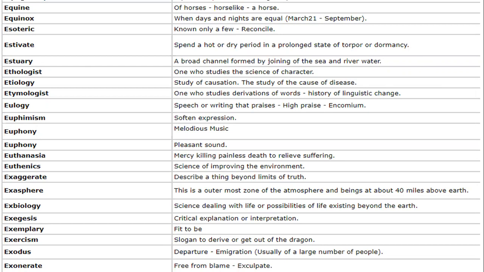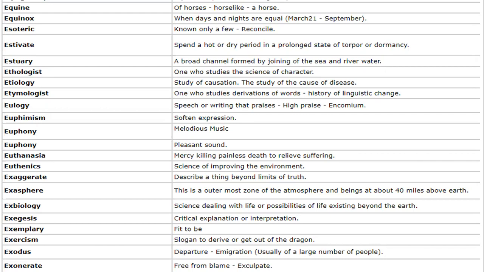Equinox, when days and nights are equal. Esoteric, known only to a few. Estivate, to spend a hot or dry period in a long state of dormancy. Estuary, a broad channel from the joining of the sea and river water. Ecologist, one who studies the science of character. Etiology, study of causation, the study of the cause of disease. Etymologist, one who studies derivations of words, the history of linguistic change.